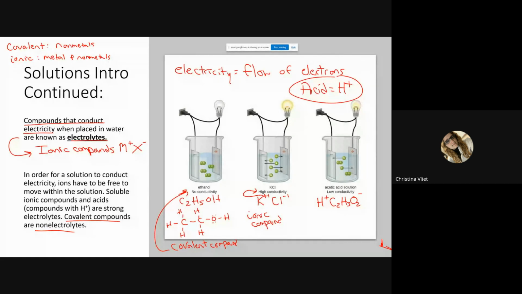But why does it conduct electricity at all? It's because it's got H plus. So acids always conduct at least a little bit of electricity because they've got the positive and negative charges, just like an ionic compound. So this means that ionic compounds will conduct electricity and acids will conduct electricity because they've also got the plus minus charge. Anything that has a plus minus charge, that has those ions, is going to conduct electricity. And so acids will also conduct electricity.